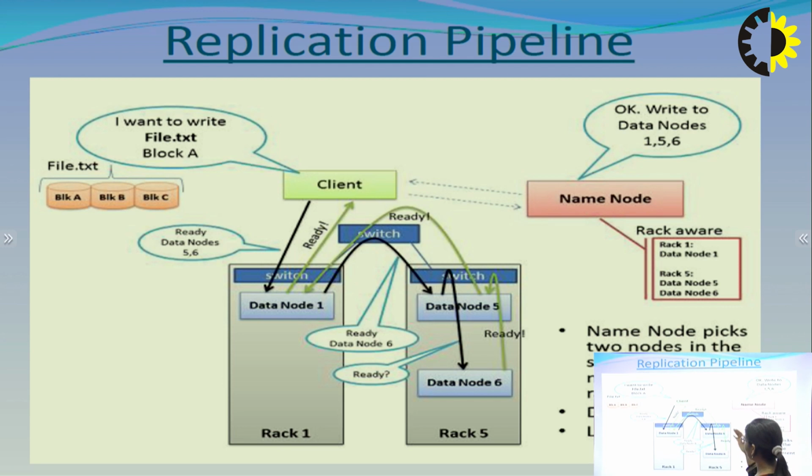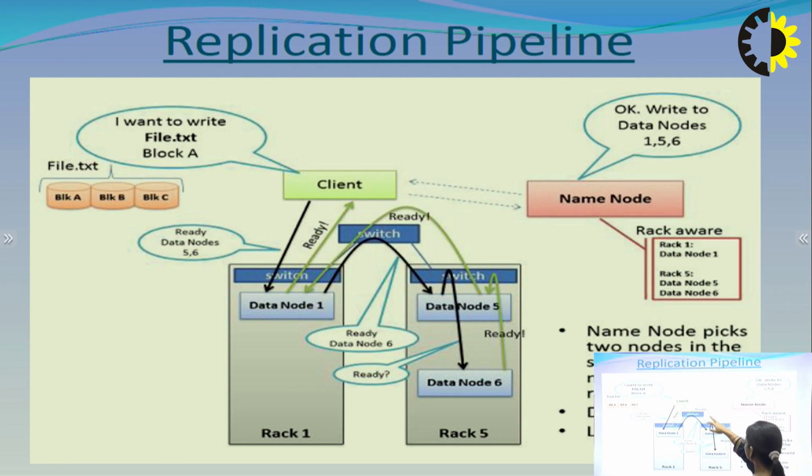This is the replication pipeline diagram. Here are the file text, block A, block B, block C, and there is a request from the client: I want to write file.txt block A. So the client requests to write the file in block A.